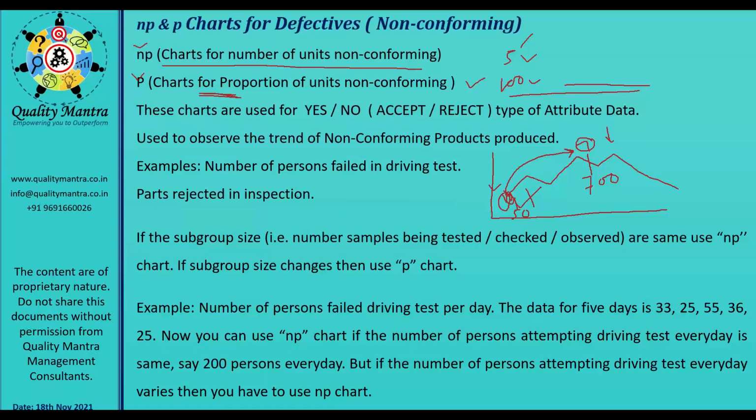Similar way this is the case. Day 1, 33 people have failed, 25, 55, 36, 25. Here we can say that this is the worst day. Normally if we look at the data, we can say yes, this is the worst day if we take it as a case 1 where every day there are 200 people who took the test. Every day you have manufactured 200 pieces, and then the rejection is like that. So you can say, oh, this is the worst scenario.